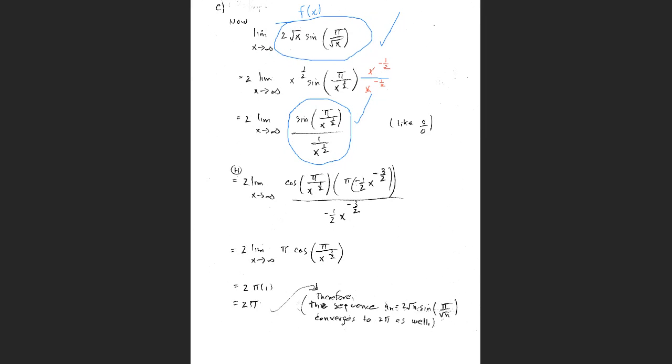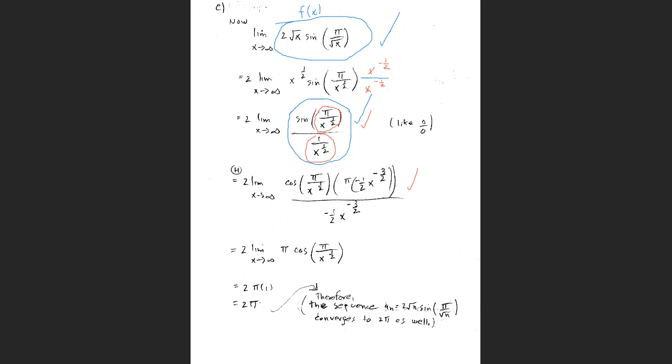And then that'll get me here. But the numerator and denominator, as x gets large, both approach 0. The square root of x goes to infinity, so in the denominator, 1 over the square root of infinity is 0. And in the numerator, the angle pi over the square root of x, as x gets large, approaches 0, and the sine of 0 is 0. So you have to use L'Hopital's rule.